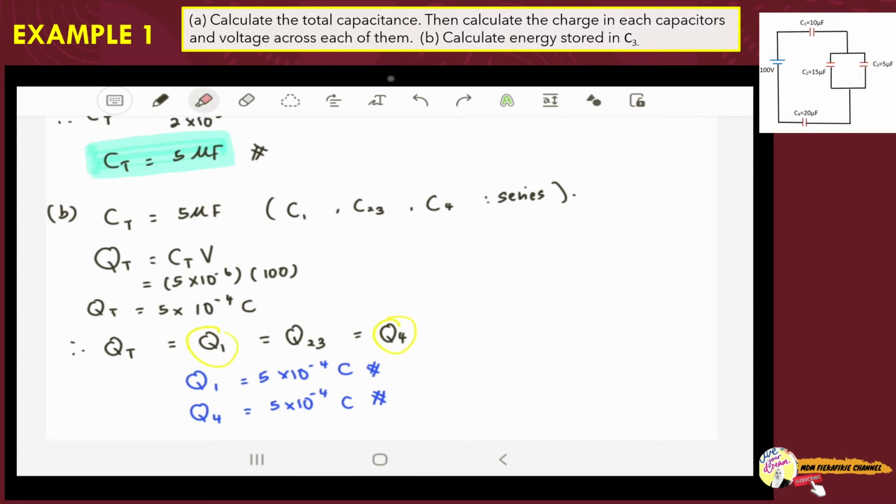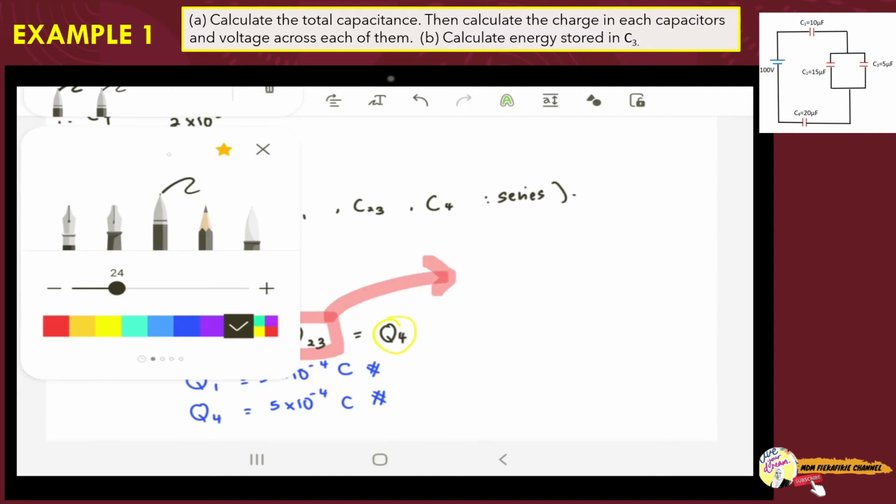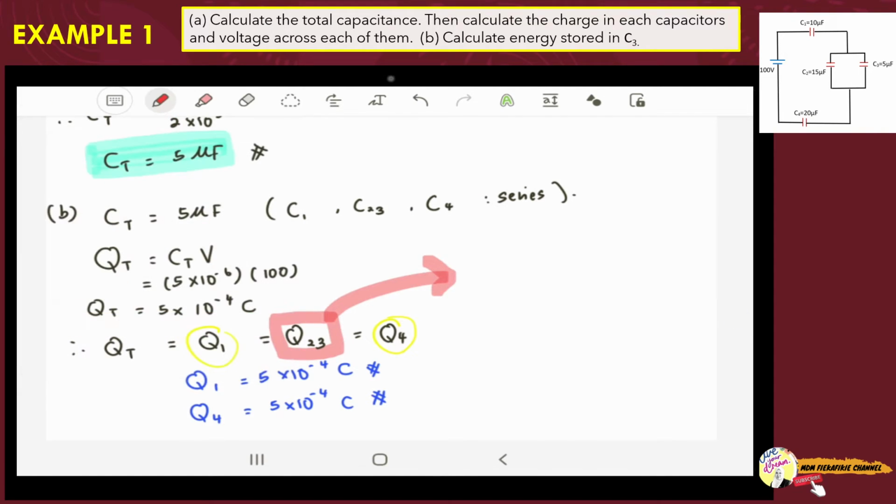Okay, so jangan keliru, don't be confused. Okay, for Q23, so ini bukan Q2. This is not Q2. So don't be confused, Q23 is not Q2 ataupun Q3. Dia adalah Q23. Okay, Q23 is the total charge stored by 2 and 3. Okay, so jangan keliru. So bukan Q2 ataupun Q3.